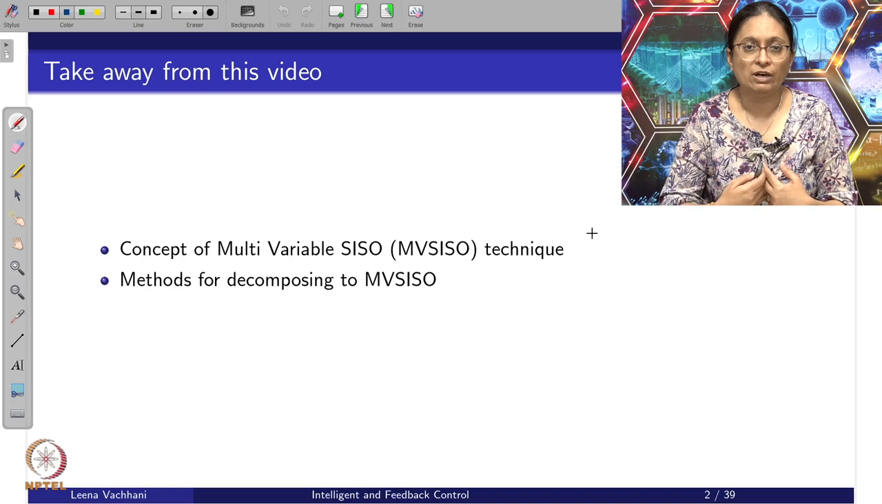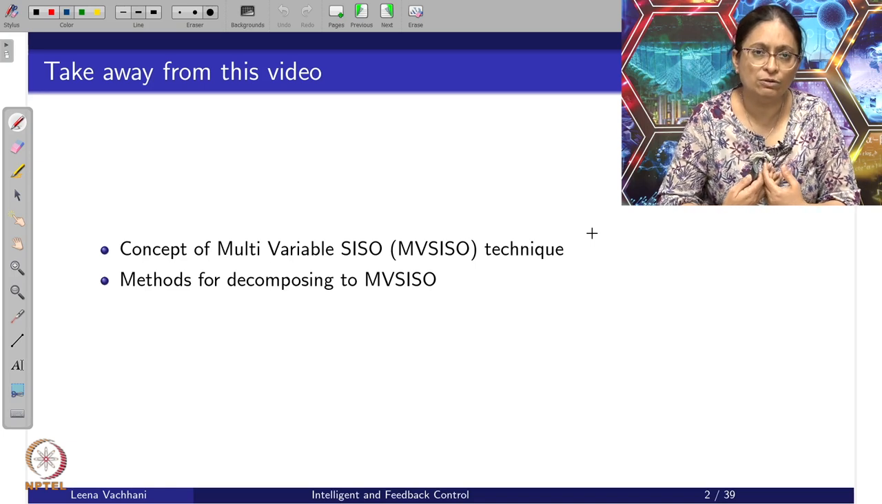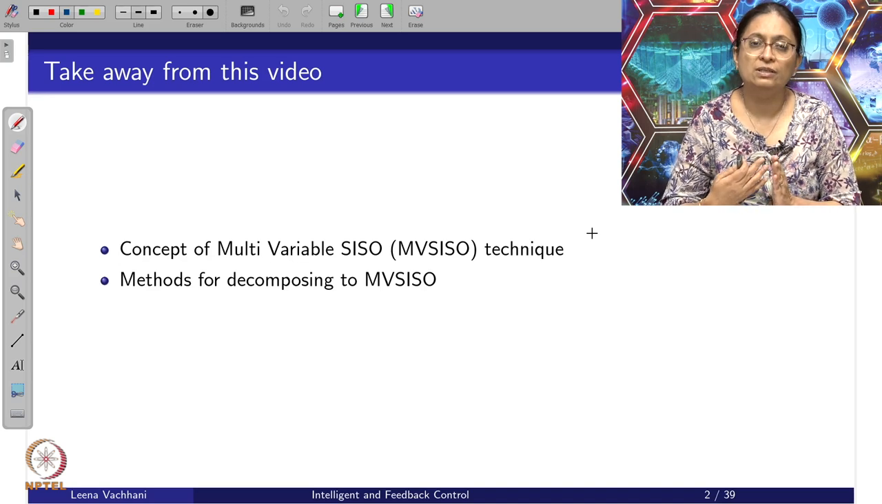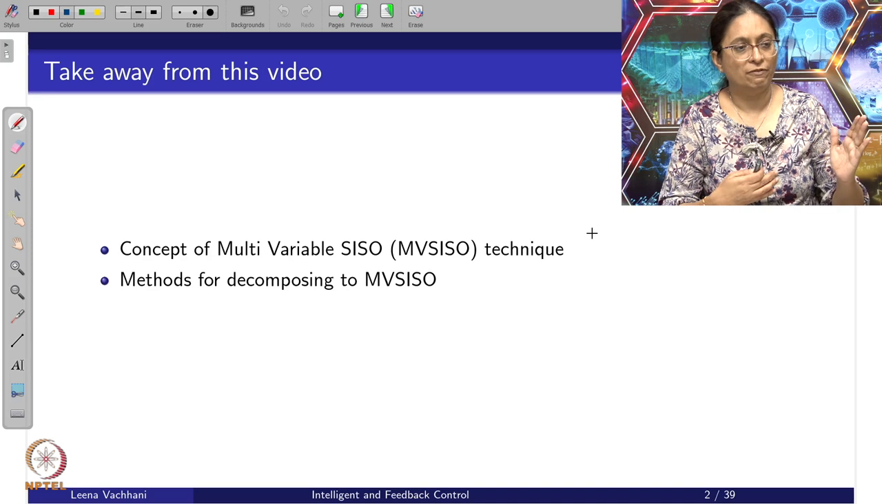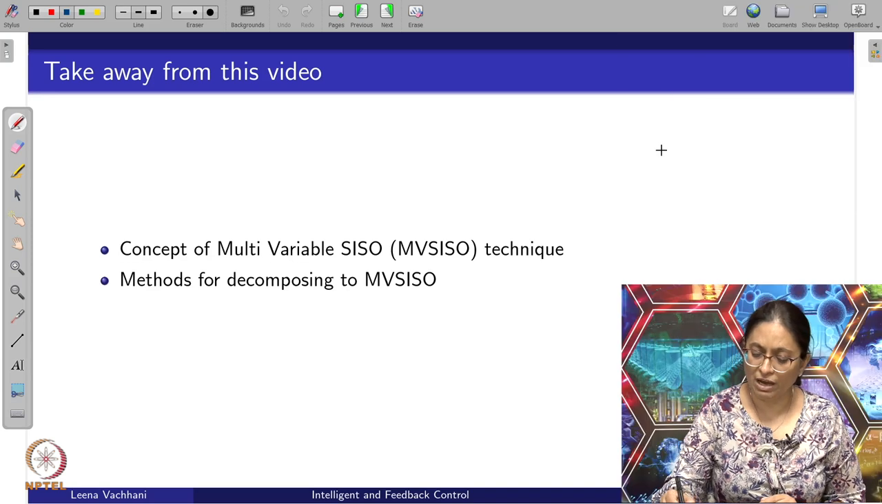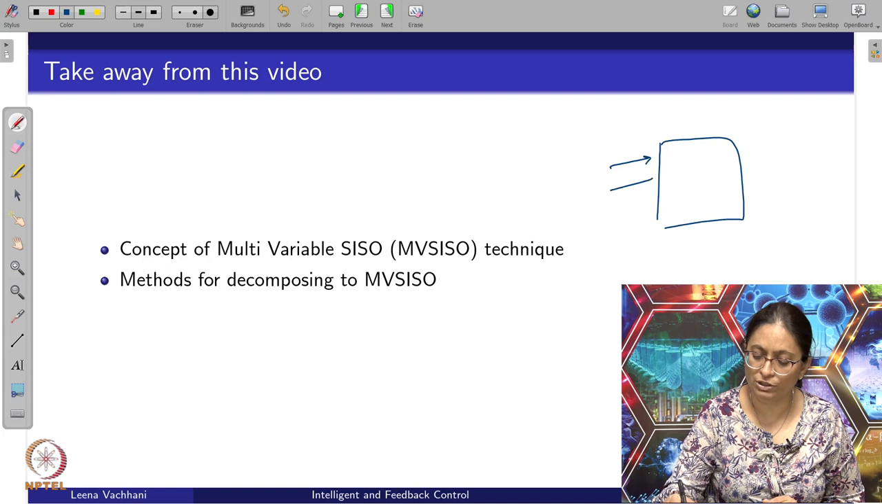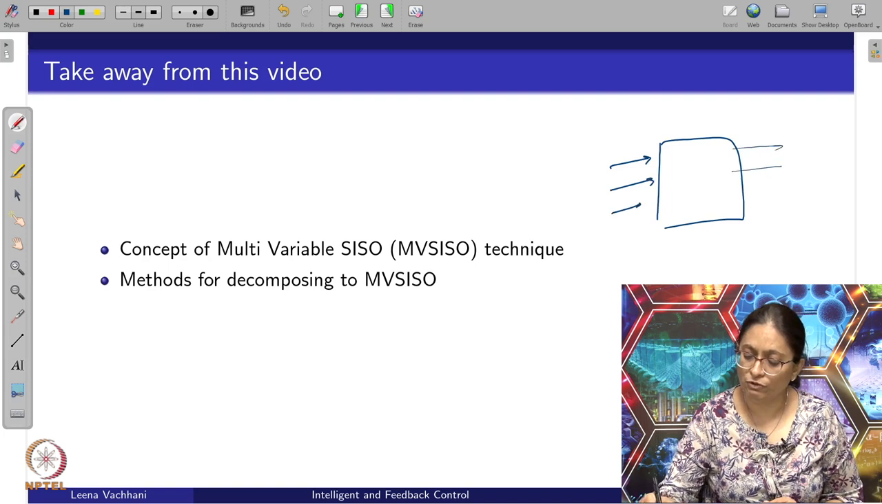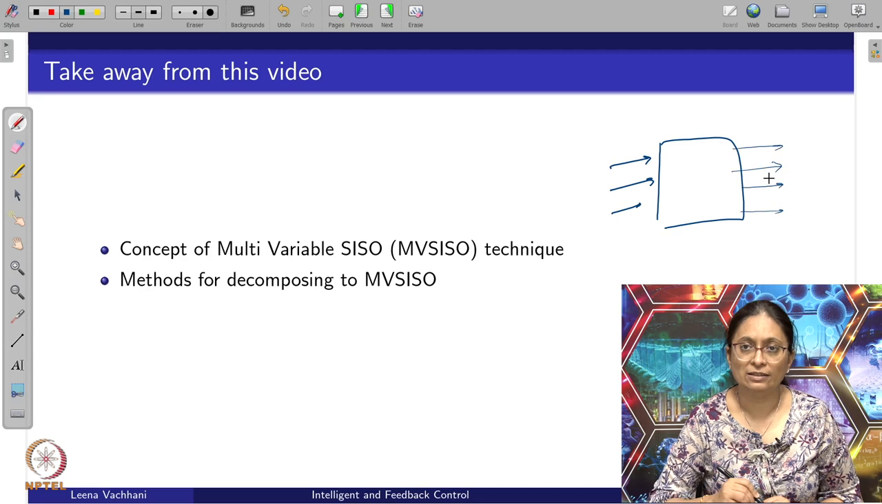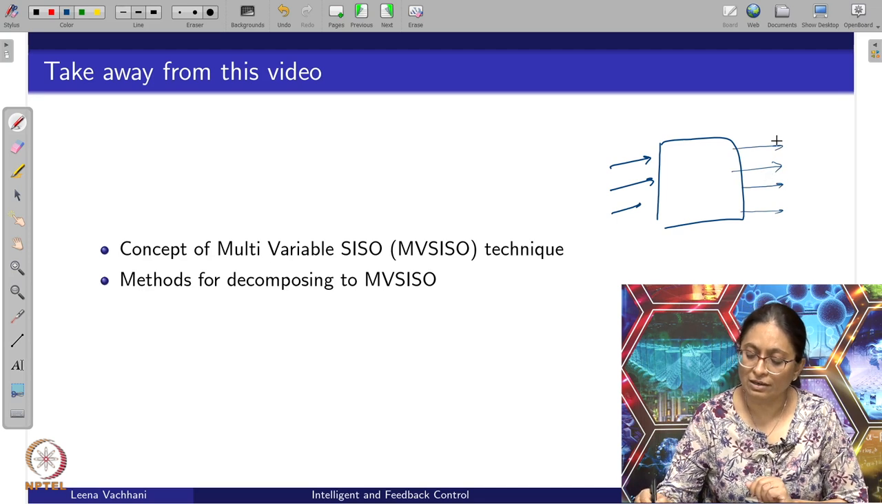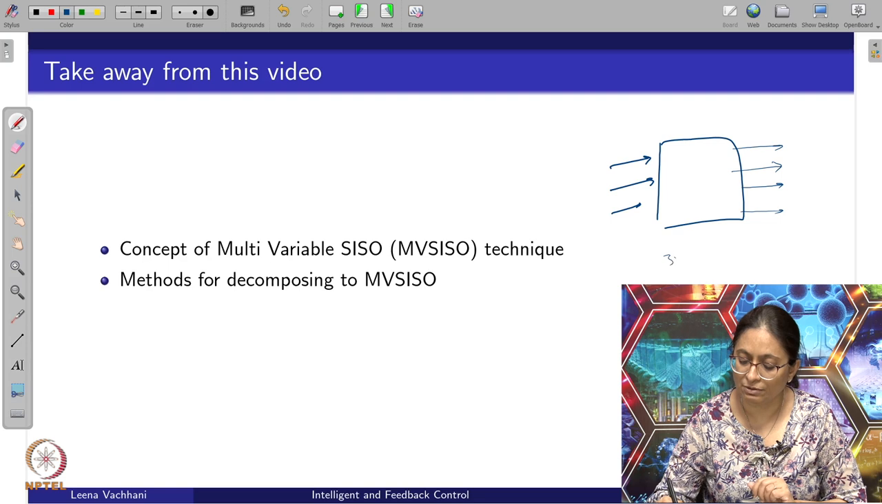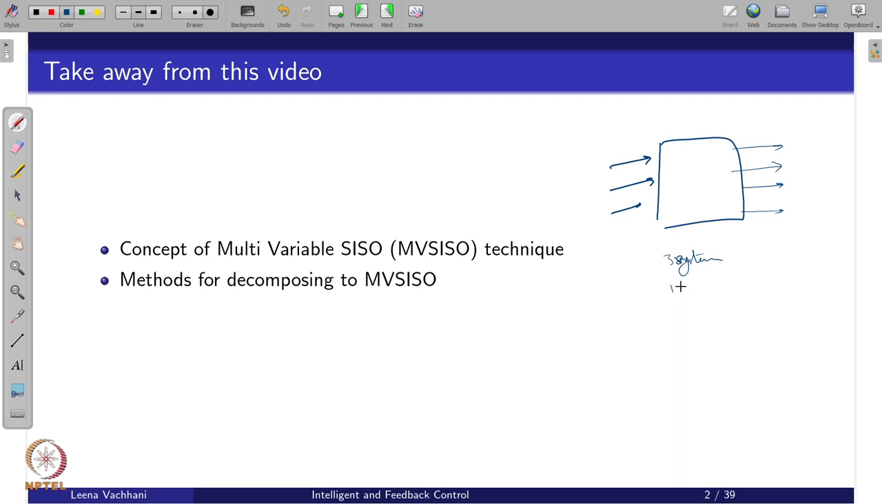So first of all, we'll have to understand, are we going to consider a MIMO system as multivariable SISO systems, multivariable single input, single output systems? For example, you have a three input and four output system. Can I consider this as three separate independent systems, three different systems with one input and one output kind of thing?